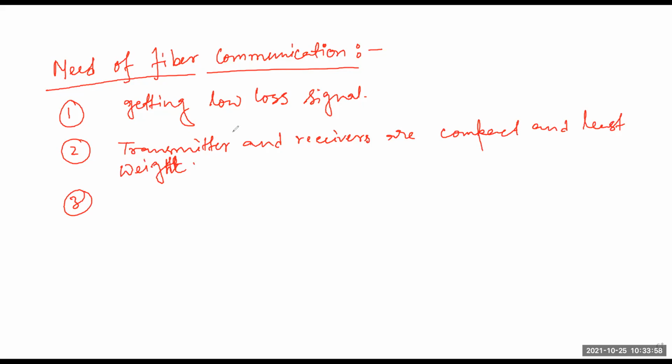Okay, so in the last class I already discussed that with the help of optical fiber communication, mainly we are getting a high bit rate. High bit rate means that in a certain time we are sending a much larger amount of data compared to the traditional communication system. So the bit rate is very high for the optical fiber communication system.